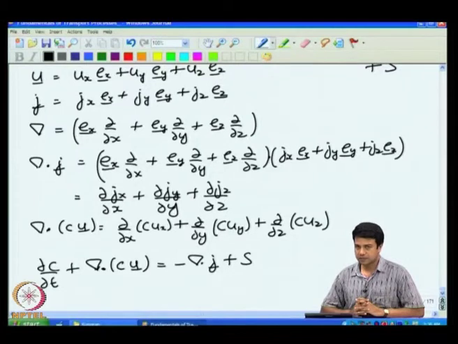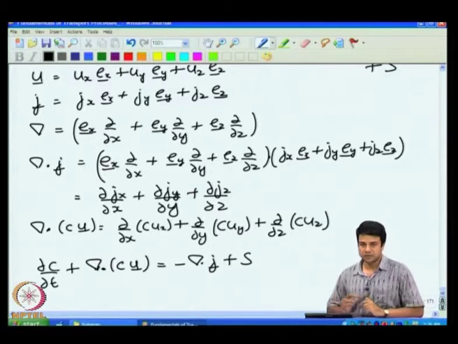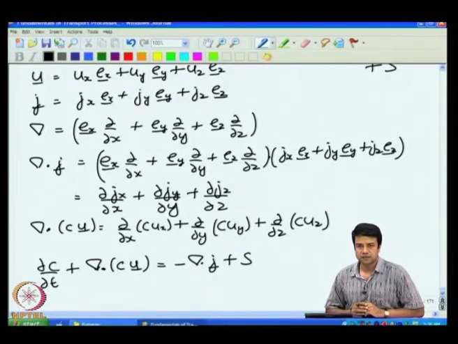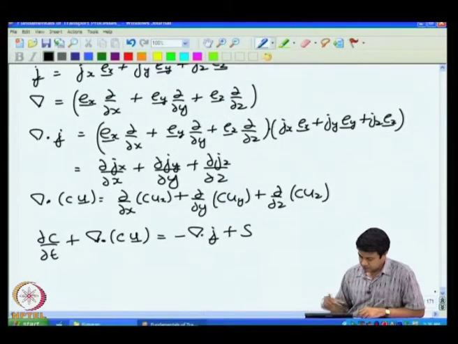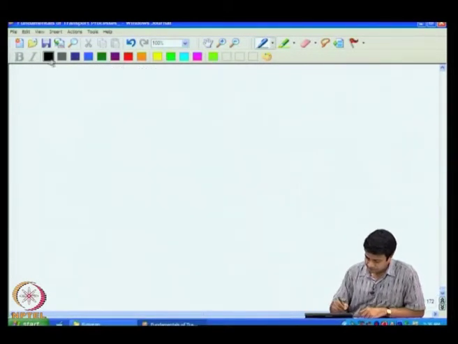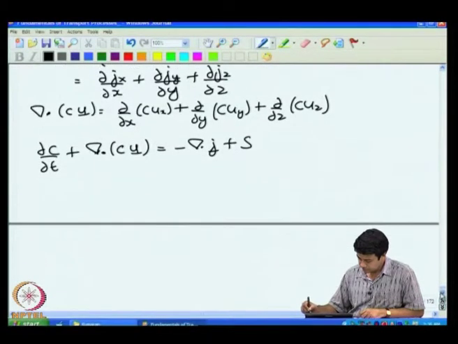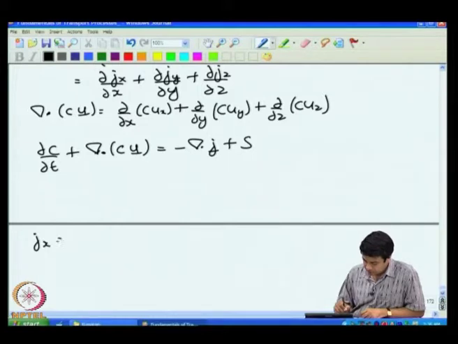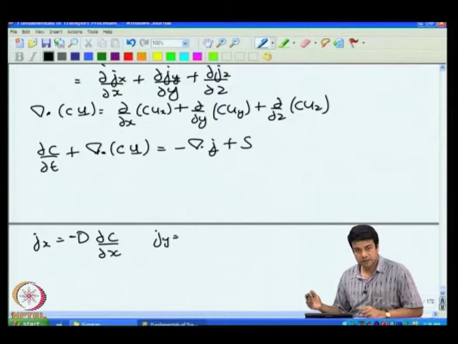Of course, we still have to find out what is the flux in terms of concentration in order to get a closed equation. That is, of course, given by Fick's law of diffusion. Okay. Fick's law of diffusion basically states that Jx is equal to D times partial c by partial x, Jy is equal to, I am sorry, there is a minus sign here, the flux goes in the direction of decreasing concentration.